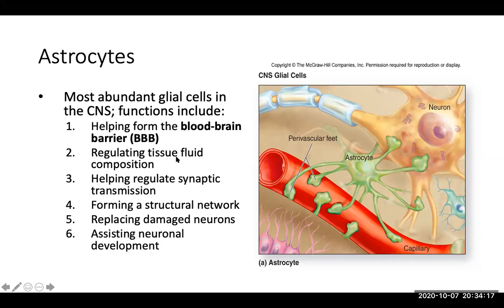Astrocytes will also help regulate tissue fluid composition. They'll help regulate synaptic transmission. That's the transmission of electrical signals between neurons. They will form a structural network in your CNS. They'll replace damaged neurons, and they will assist in neuronal development. So again, this is the most abundant glial cell in your CNS.